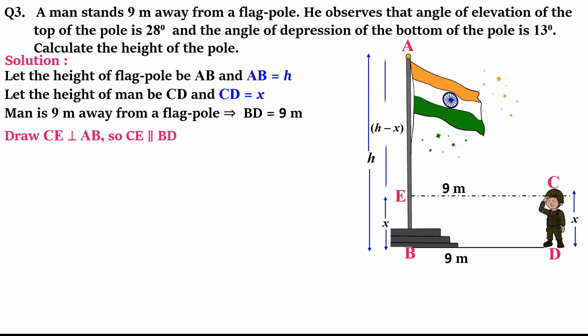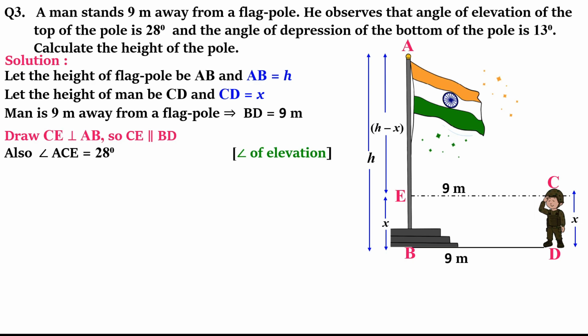Next, you yourself see the complete length AB is H, and if BE is X, what about AE? AE is the remaining part of the complete flagpole, because BE is equal to CD and both are equal to X as we have marked. So AE is the remaining part of the flagpole, which is H minus X, because the complete length of the pole is H. So let's write all these things.